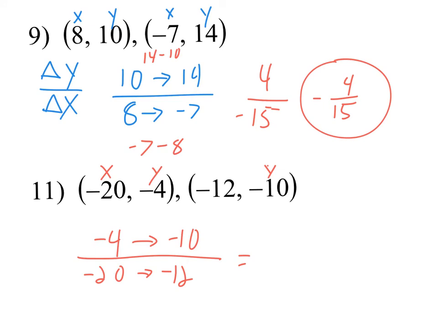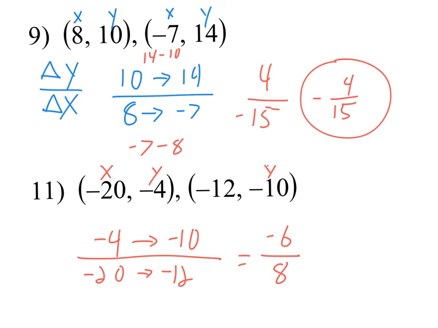So we can do subtraction to figure out how they change. So we would say negative 10 minus negative 4. Negative 6. And then the next one's 8. All right, so from negative 20 to negative 12, you do negative 12 minus negative 20. It's 8, because negative 20 to negative 12, it went up, right? Negative 12 is a bigger number than negative 20.